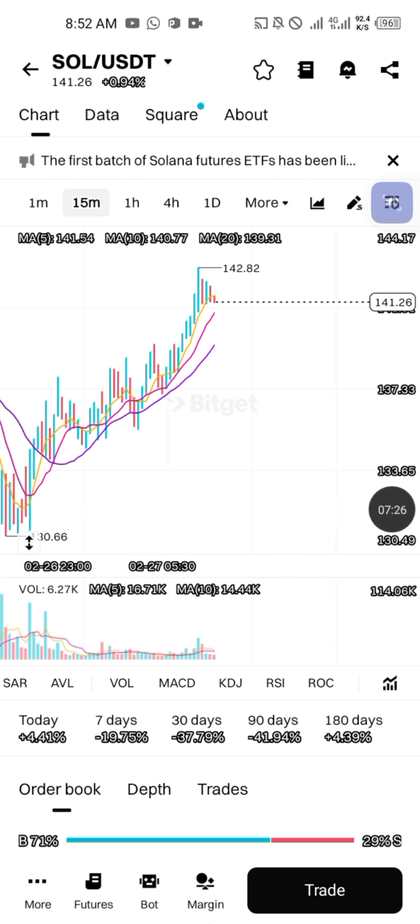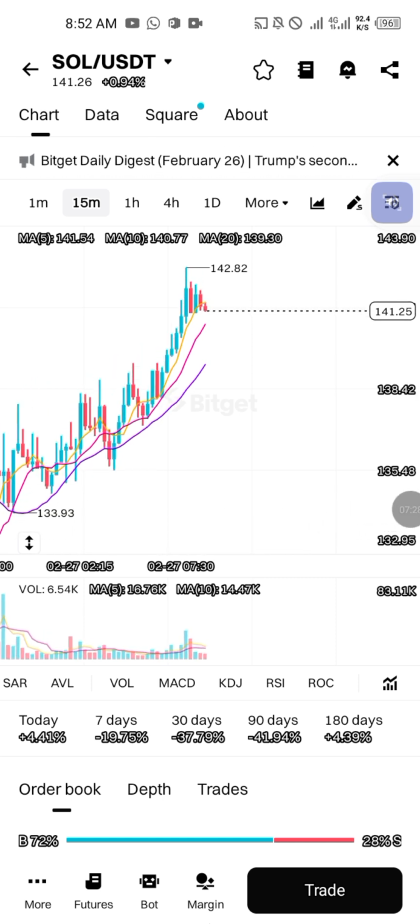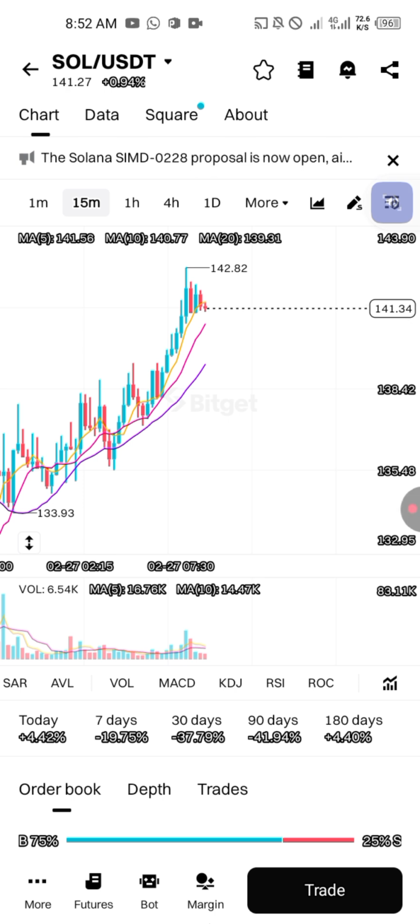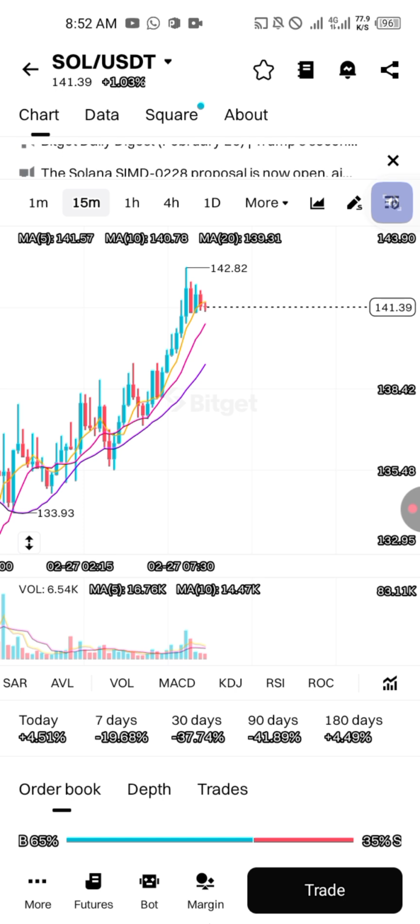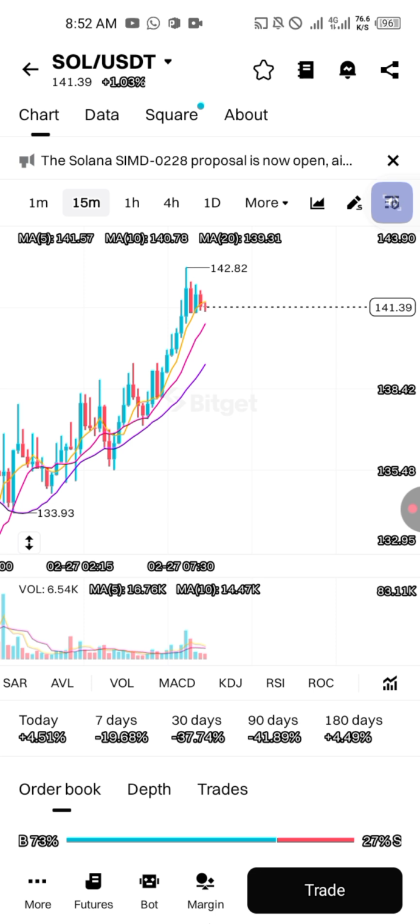One thing you may not know is that there's something we call support and resistance in trading. If you won't be able to identify the support and resistance lines, it's going to be very, very hard for you to do futures trading. So you have to know where the support line of Solana is and where the resistance line is. So how can you know the support line and also the resistance line?